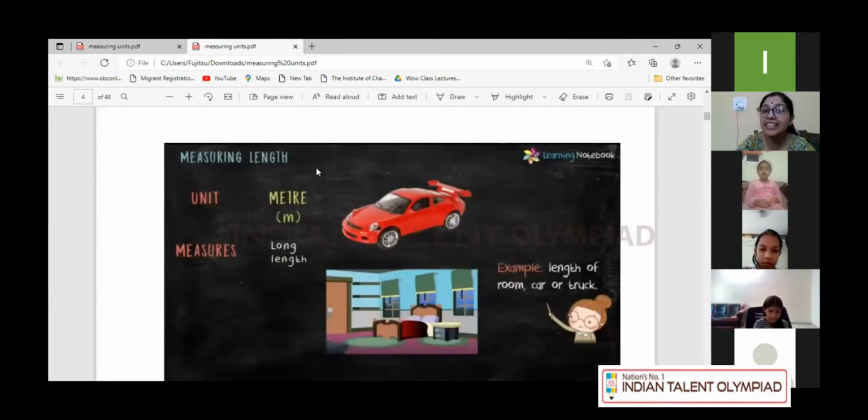Now next is meter. Suppose you have a car. You can see in the picture there is a car, or the length of a room. So how do we measure these things? We will measure these things in meter. Meter is a little bigger than centimeter. Okay? Yes or no? Are you understanding or not?